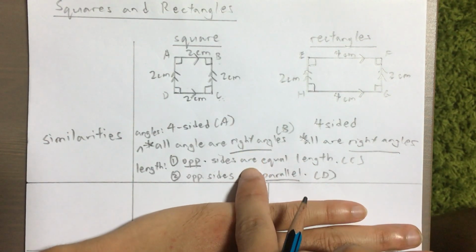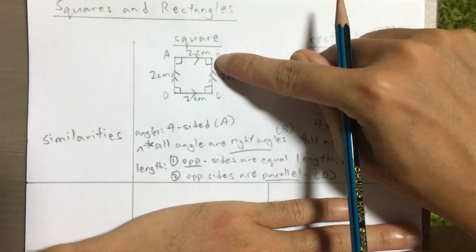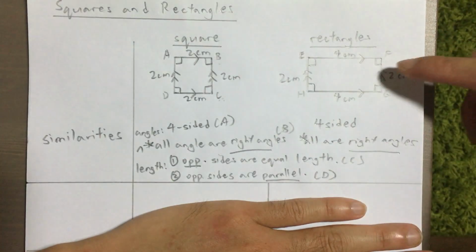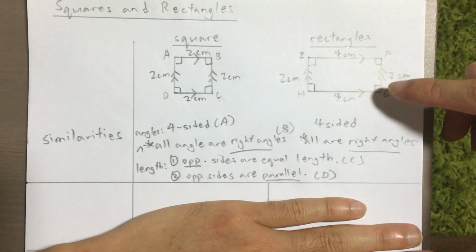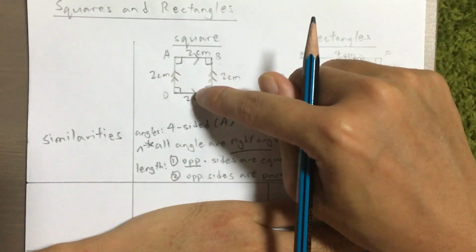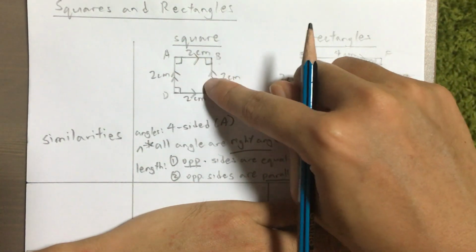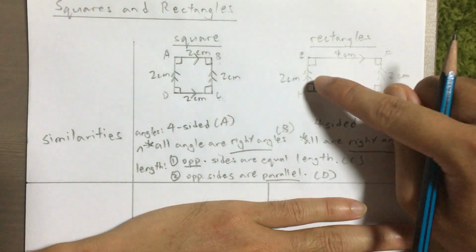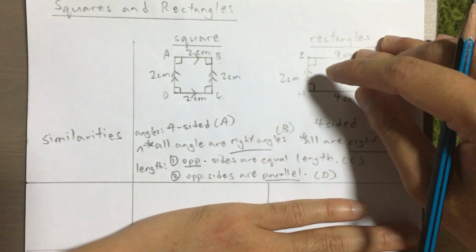Third one, opposite sides are equal length. AB, same as CD. EF, same as HG, same length. And then opposite sides are parallel. Okay, opposite sides parallel. These are the similarities.